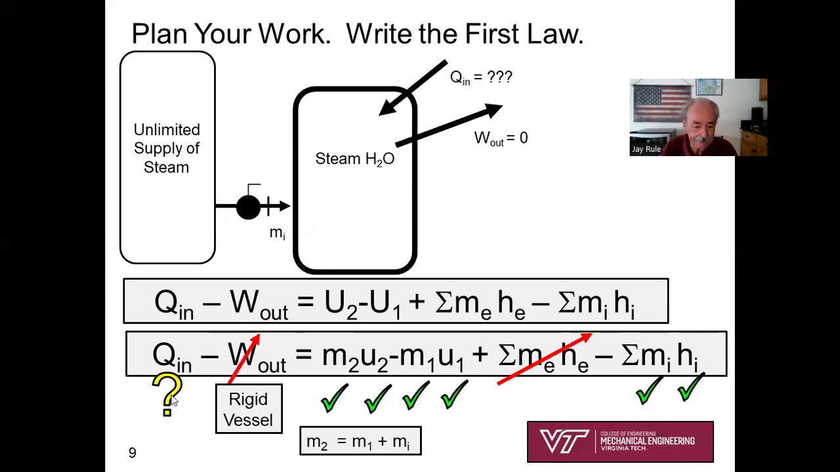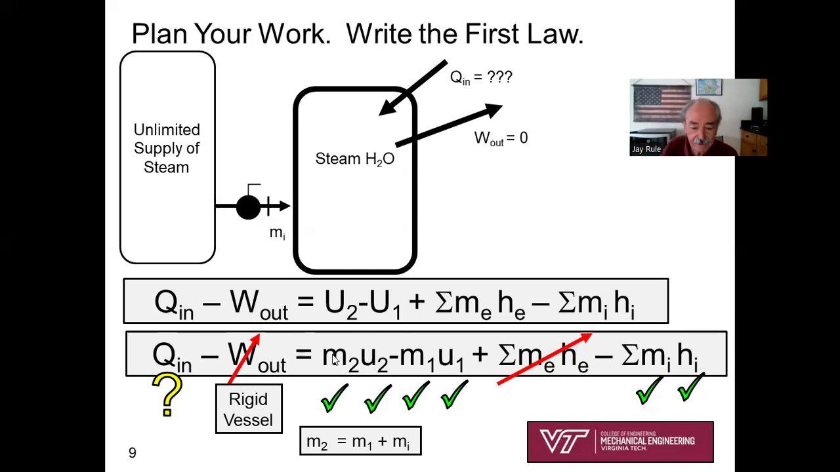So let's dissect it. Q in, well, that's a question mark. That's what we're trying to find. W out. Hopefully I've convinced you for this problem, we can strike that out. There is no work. Equals capital U2 minus capital U1. Well, that's just m2 little u2 minus m1 little u1. And I've got those checked off.